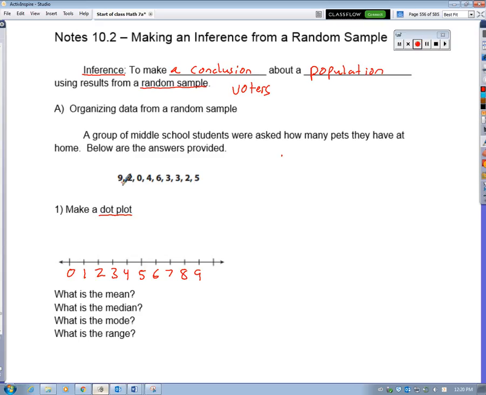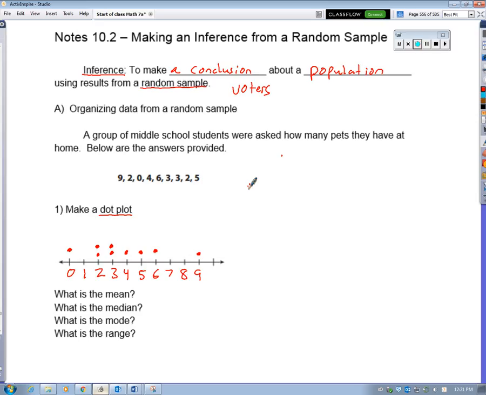Okay, so we get a dot right here at 9, 1 at 2, and I'm just moving down the list. 0, 4, 6. I have 2 3s, so you stack your dots on top of each other. When you have 2 or more at one point, there's another 2. And the last one we have is a 5. Okay, so there's our dot plot.